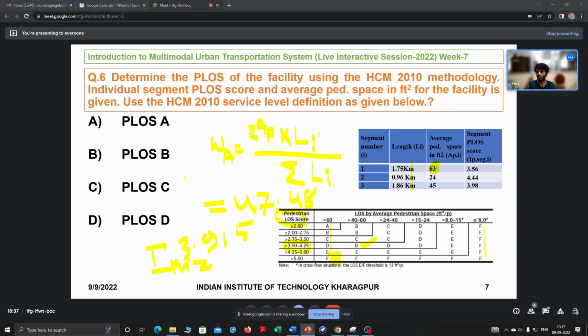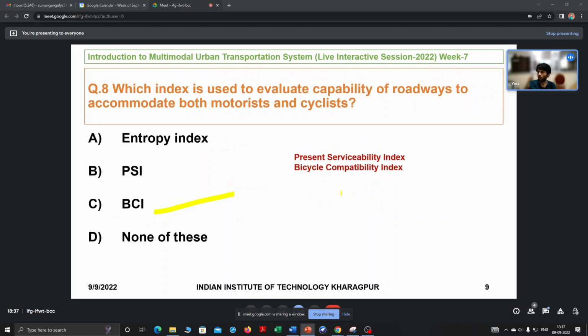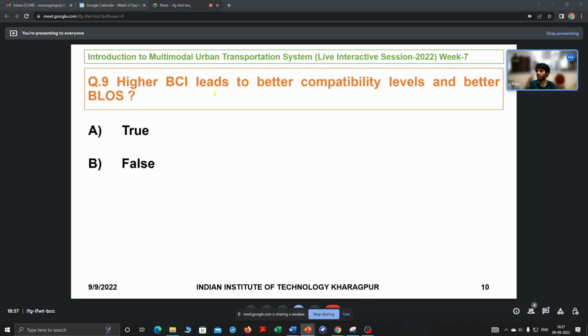Good to worse. So now here what I am saying is, if your LOS score is high, is it going to give you level of service F or level of service A in terms of A to F? So here what has happened? Here the level of service score is high, means it's bad. Now the question is, if your value is high, then it leads to better compatibility levels and better behavior. So is it true or is it false? That's the question. I think you would have understood the question correctly. So now tell me what is the answer.